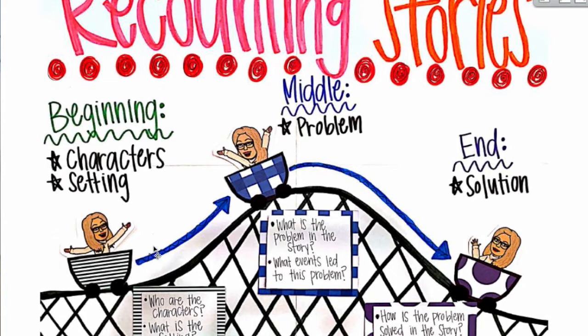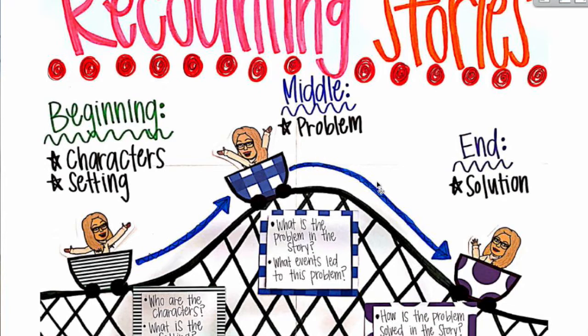From there, we go up the roller coaster to the very, very top. This is where the middle happens of our story, and this is also where the problem arises in our story. So, whenever we're reading a story, we need to be asking ourselves, what is the problem in the story? What events led to this problem? When we find the problem in our story, we know that we've reached the middle of our story.